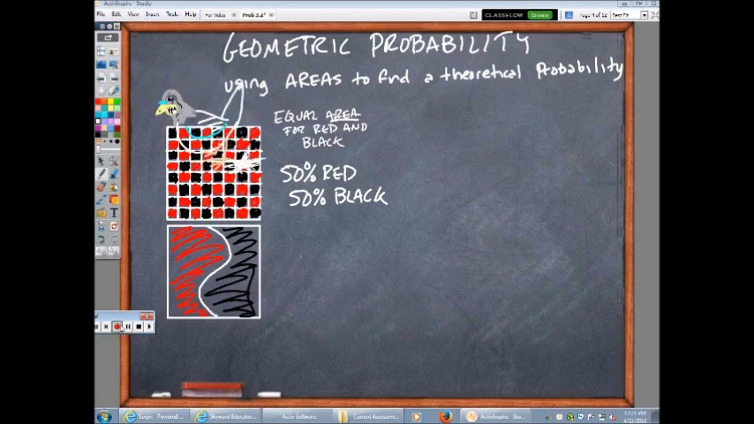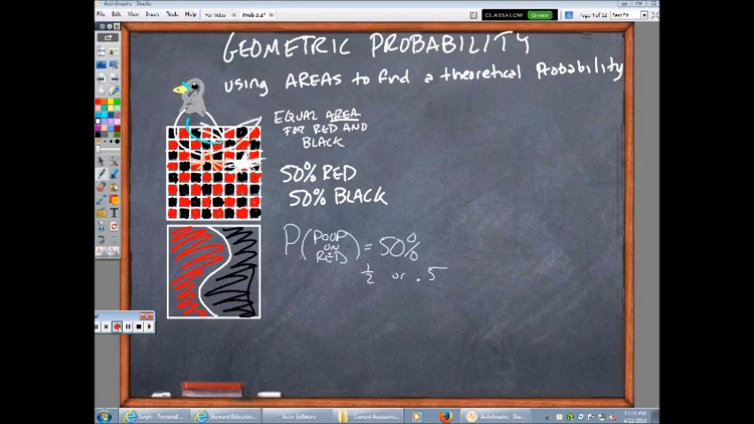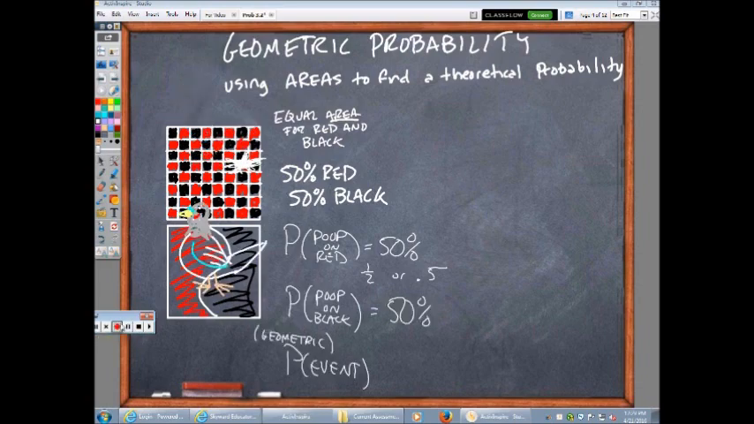Okay, fine. Pigeon's pooping on the board. So the probability of the event occurring in either color is the same as the amount of area that color takes up out of the total area. So you can poop on red 50% of the time, poop on black 50% of the time. The probability of any event is based on the area of the event over the total area.